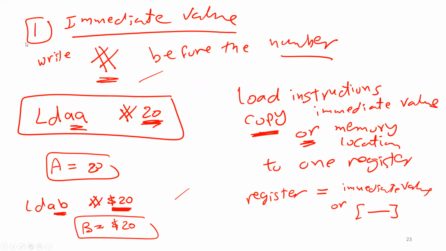So here, when I say load register A with hashtag 20, I mean I want to copy the decimal number 20 to A, right? However, if I say load register B with hashtag $20, then after you execute this instruction, if you go to B, you will find hexadecimal 20 there. Okay, guys, any questions?